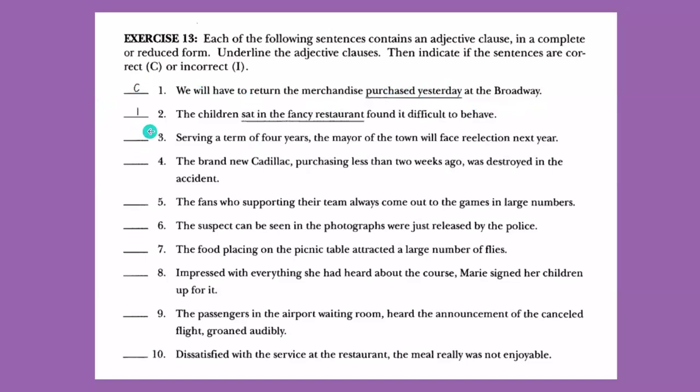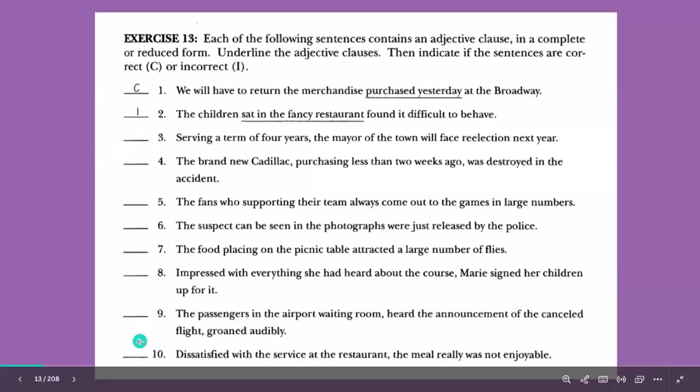Number 2, the children sat in the fancy restaurant, found it difficult to behave. This is an incorrect reduced clause. Reduced clauses are not formed this way. It would be correct if it said sitting in the fancy restaurant, but no, sat in the fancy restaurant, okay? So grab a piece of paper and answer 3 to 10.